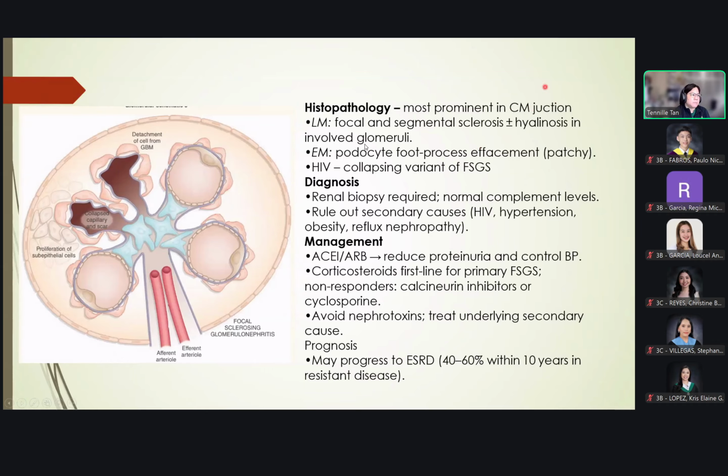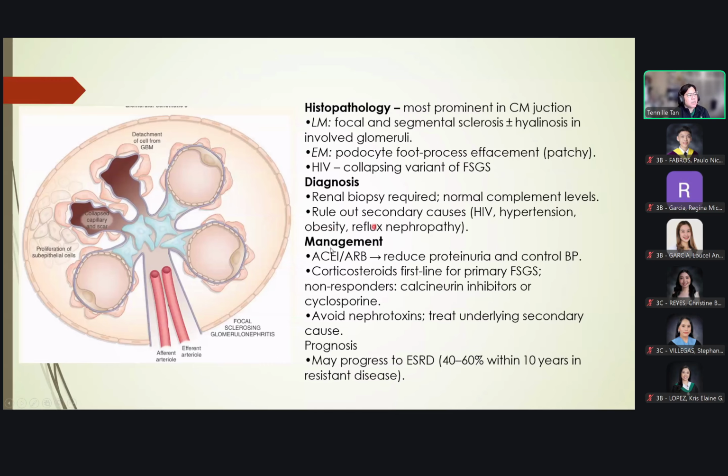So on light microscopy, you can have focal and segmental sclerosis with or without hyalinosis in the involved glomeruli. On electron microscopy, you'll see a podocyte foot process effacement, which is patchy. Again, I mentioned before, patients with HIV might present with a collapsing variant of FSGS. For diagnosis, a renal biopsy is required. Patients will typically have normal complement levels, and we need to rule out secondary causes for FSGS: HIV, obesity, hypertension, reflux nephropathy.